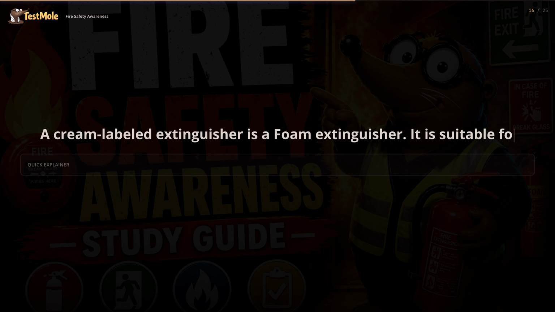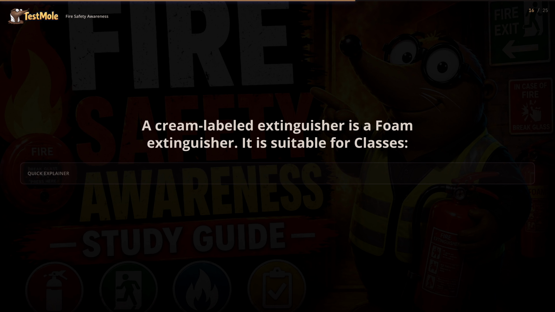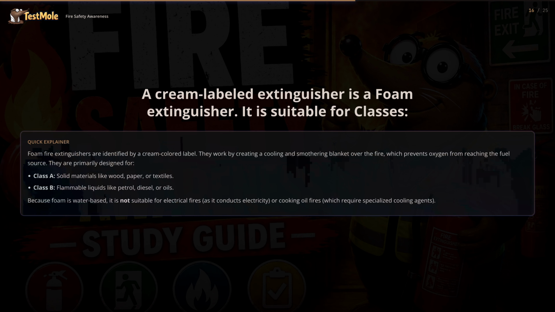A cream-labeled extinguisher is a foam extinguisher. It is suitable for which classes? Foam fire extinguishers are identified by a cream-colored label. They work by creating a cooling and smothering blanket over the fire, which prevents oxygen from reaching the fuel source. They are primarily designed for Class A, solid materials like wood, paper, or textiles.